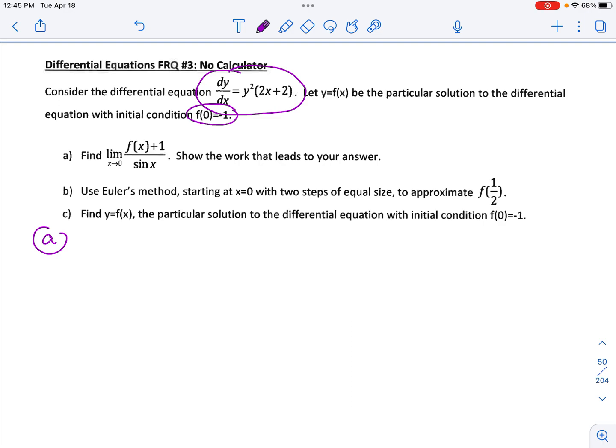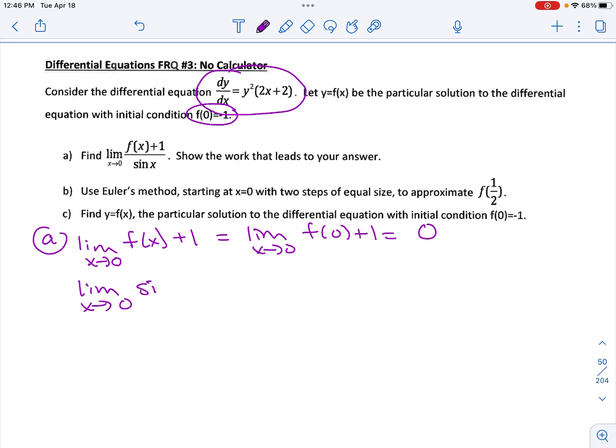So typically if it's a quotient, remember the first thing we want to do is check if we have to use L'Hopital's rule. But for L'Hopital's rule, you do want to do the top and the bottom separately to show the work. So if I do this, this is really the same as the limit as x goes to 0 of f of 0 plus 1. And this is going to be negative 1 plus 1, which is 0. And then the bottom, the limit as sine of 0 is really 0. So I do get 0 over 0, so I'm going to apply L'Hopital's rule.